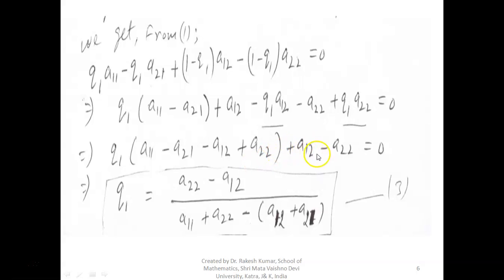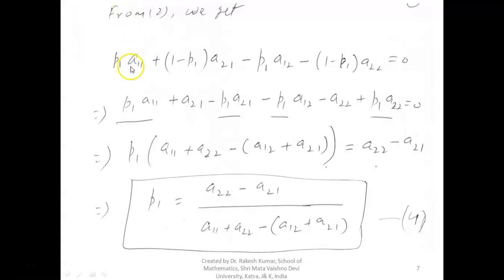So if we take these two terms to the other side, so A22 minus A12, and divide by this multiple of Q1, that is this one, A11 plus A22 minus A12 plus A21. So this is how we can find out the value of Q1. Okay. Similarly, we can find out the value of P1.